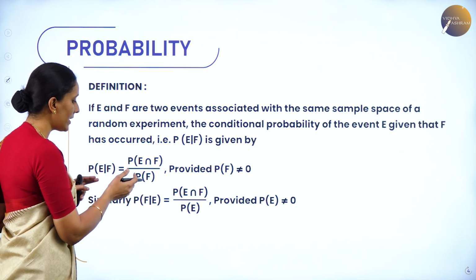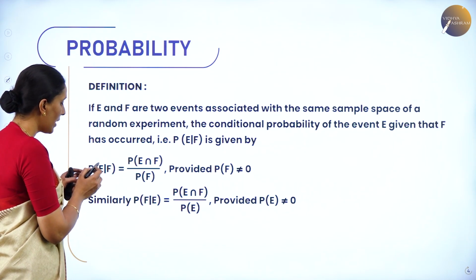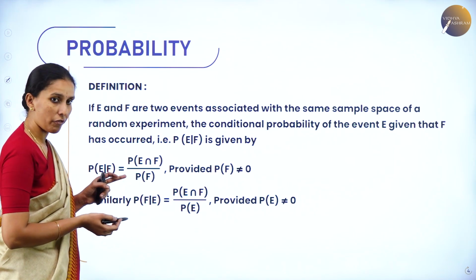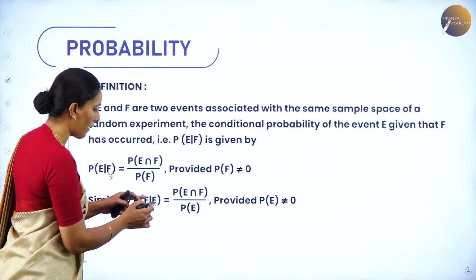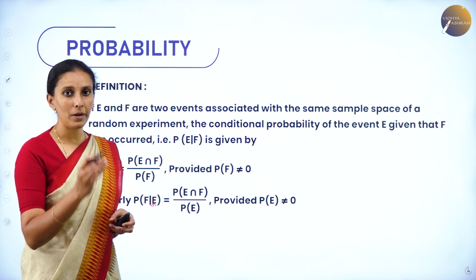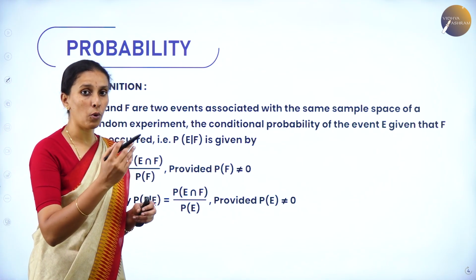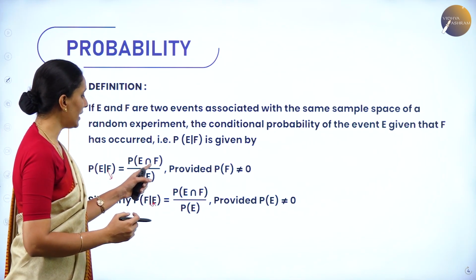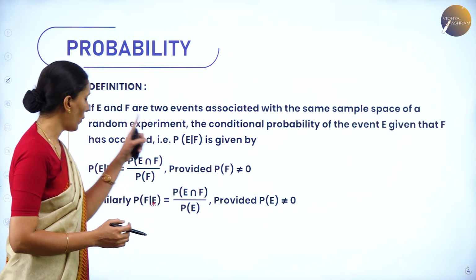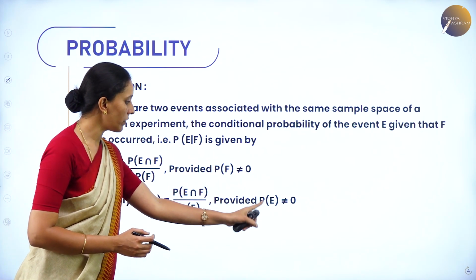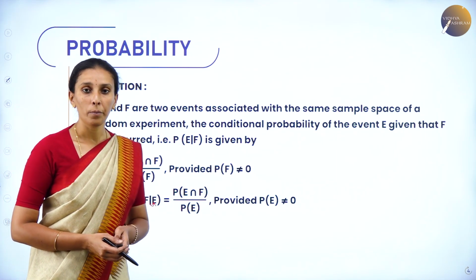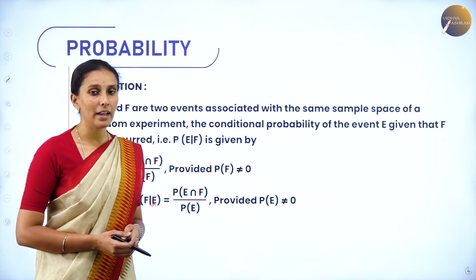So clearly it is very easy to remember the formula here. If E given F has already happened, then the denominator will be P of F. If F given E has already happened, then the denominator will be P of E, provided the numerator value is the probability of the simultaneous occurrence of both events, that is probability of E intersection F. So remember, the probability of F when calculating E, or the probability of E when calculating F, those two are non-zero probabilities. So they have to be greater than 0.